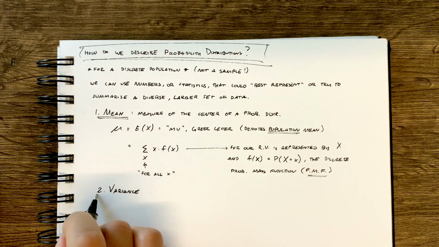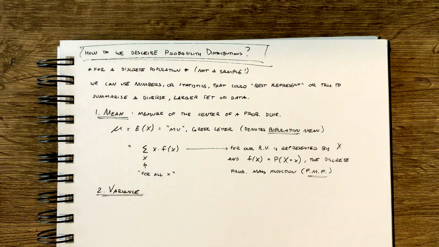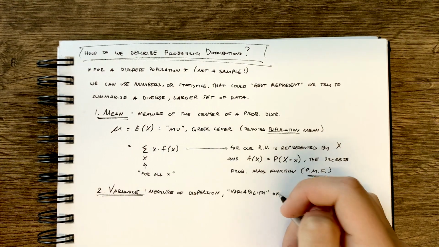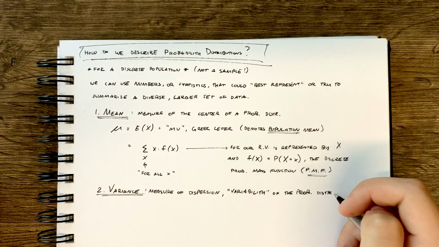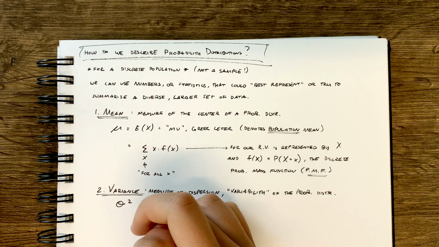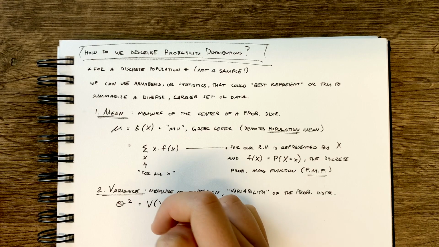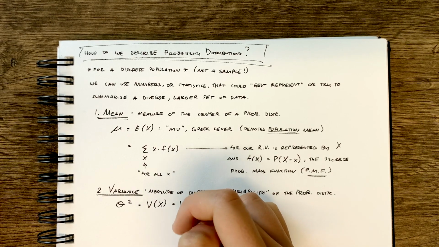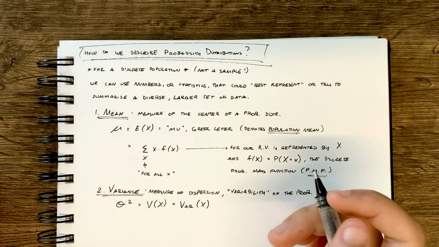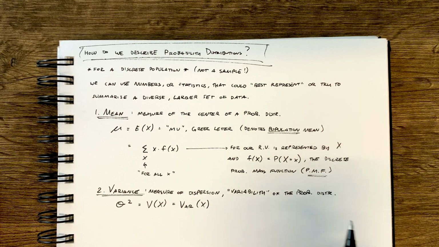Secondly, we can describe a probability distribution using variance. And variance is a measure of dispersion, or a measure of the variability of a probability distribution. And so we can denote variance as sigma squared, or also as a V of x function, where X again is our random variable, or our discrete random variable. And it's also sometimes written as var, or var of x.